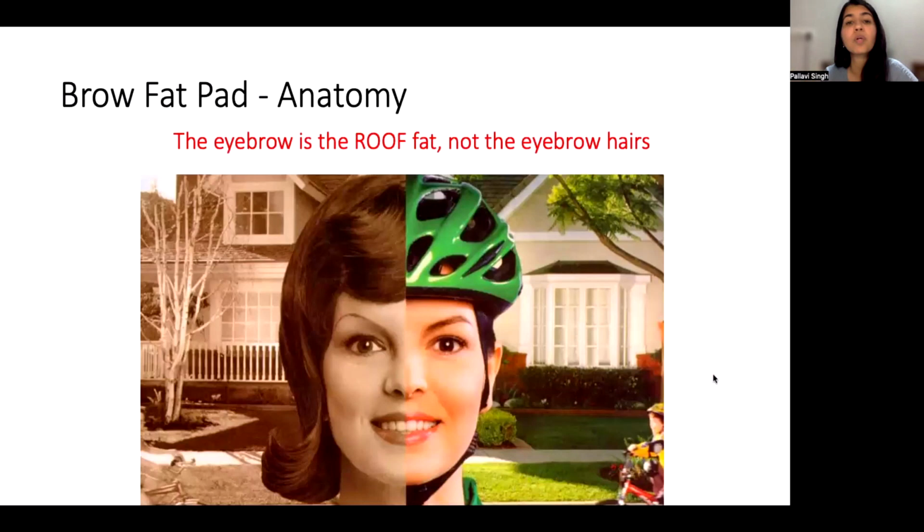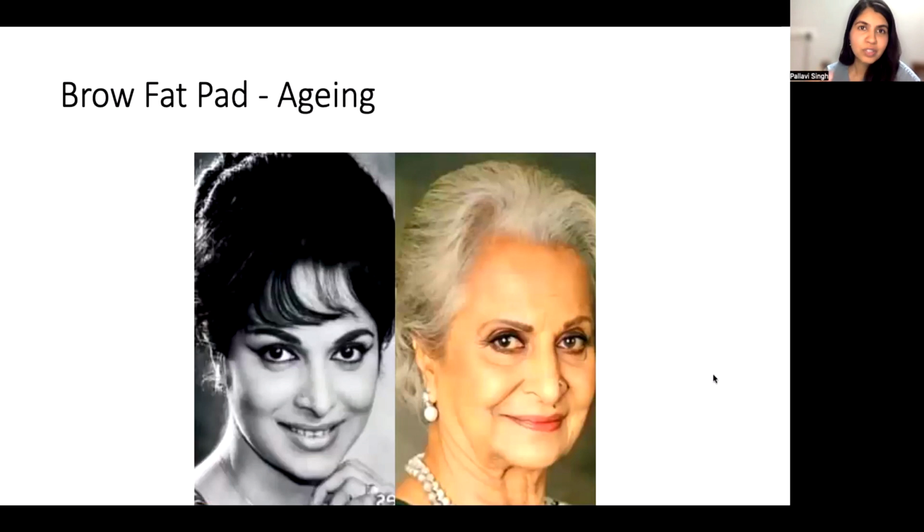And so it's important to know whenever you're injecting the brow fat pad that you always notice the 3D structure of the eyebrow, because the eyebrow is formed by the roof fat. And it's important to not get distracted by the eyebrow hairs, because you can pluck or laminate your eyebrows whatever way you want, but you cannot change the roof fat. So it's very important to look for that nice fullness, or to recreate that nice fullness whenever you're injecting in this area. For instance, if you look at Wahida Rahman when she was younger, she has this nice fullness which kind of has deflated with age.